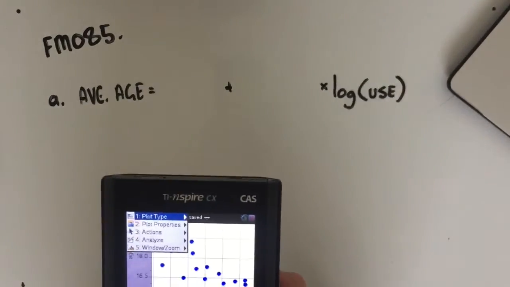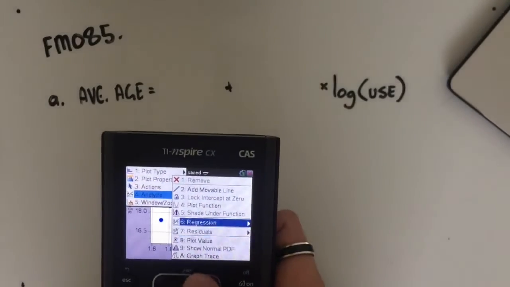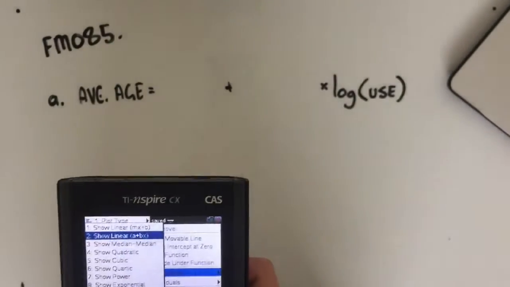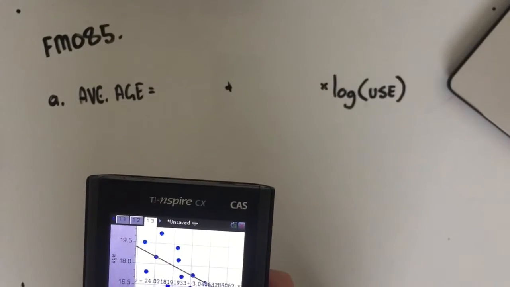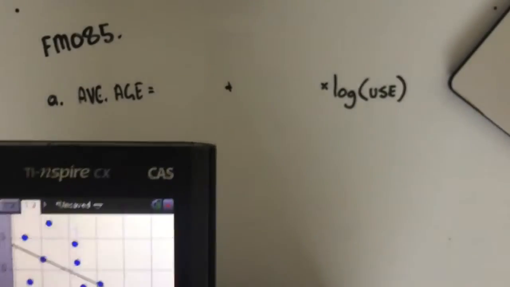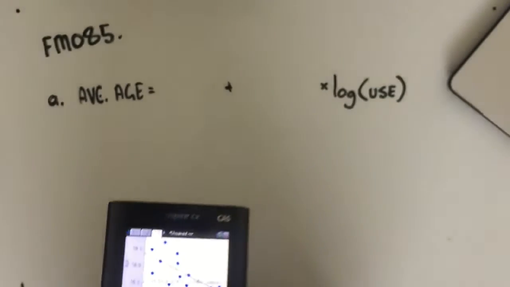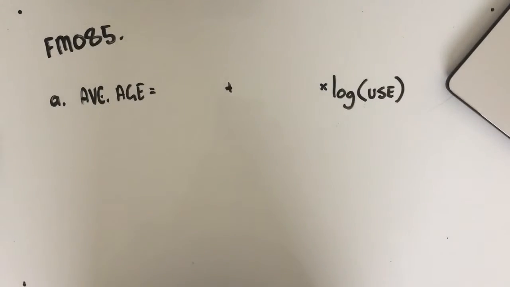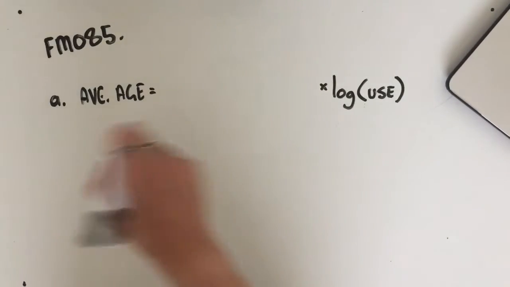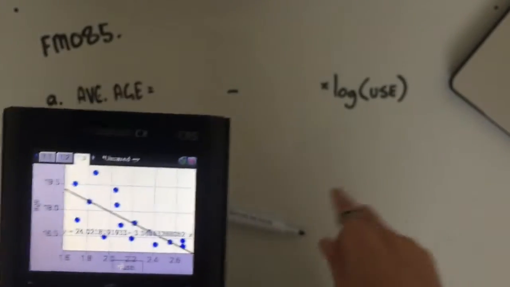So from here, we fit a regression line. So if we go down to Analyze and then Regression, show a linear a plus bx line. So it's going to show us a regression line in the form of a plus bx. Now we've got y equals 24 point bunch of decimals plus, now be careful here because these calculators tend to do this, plus negative. So that's actually going to be a minus. So we're going to end up with average age equals something minus our coefficient here of 3 point something times log use.